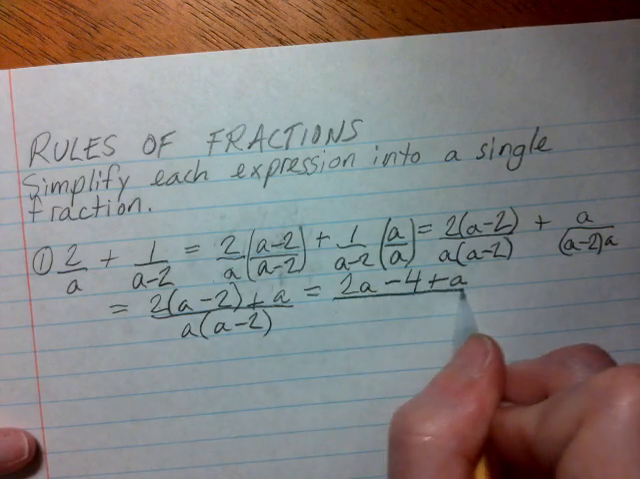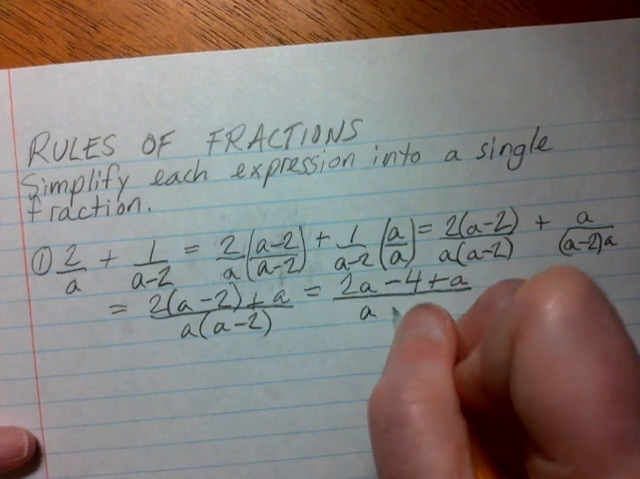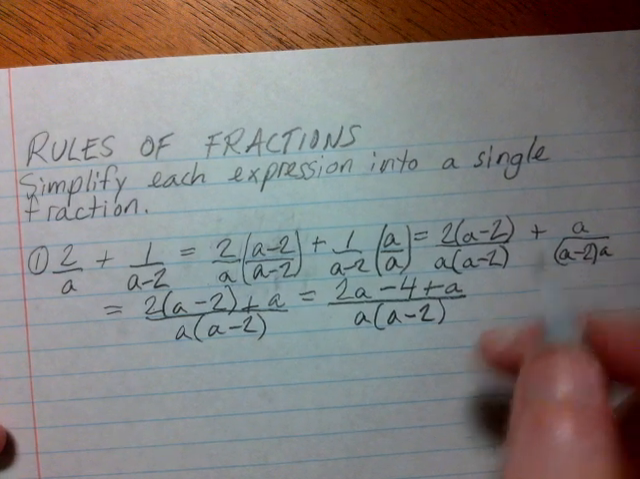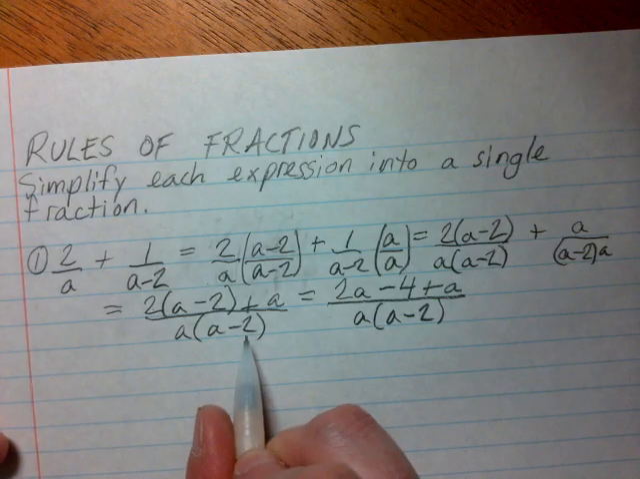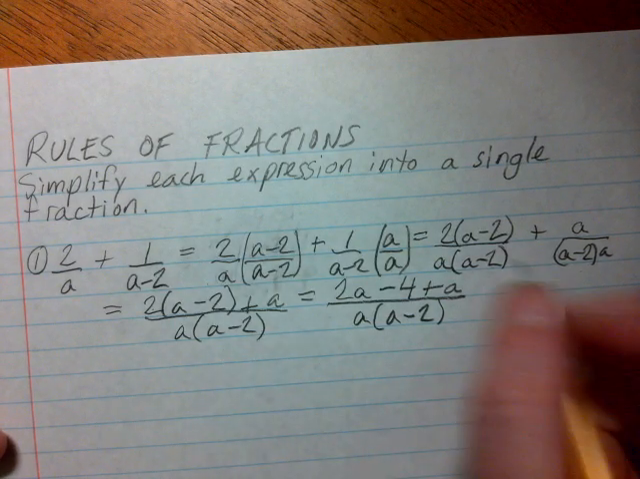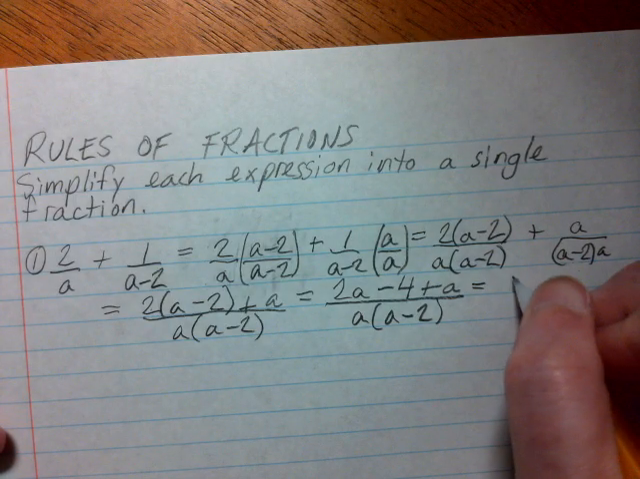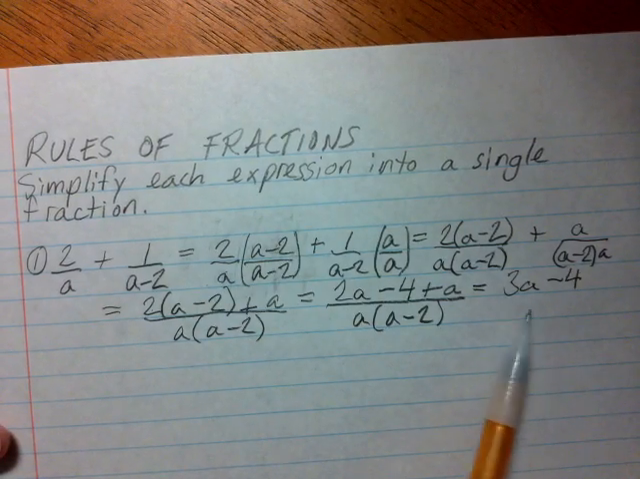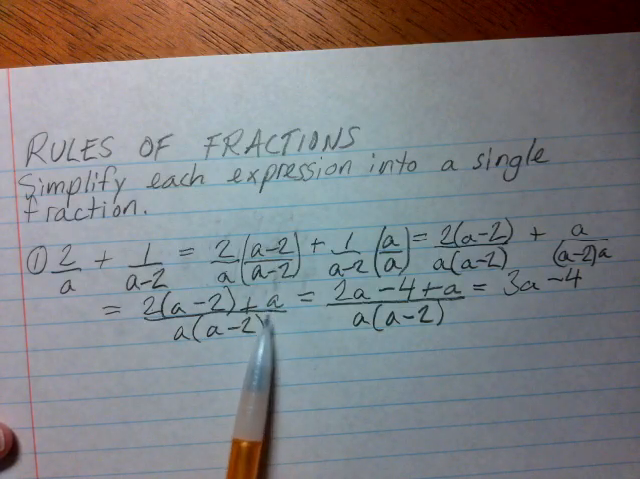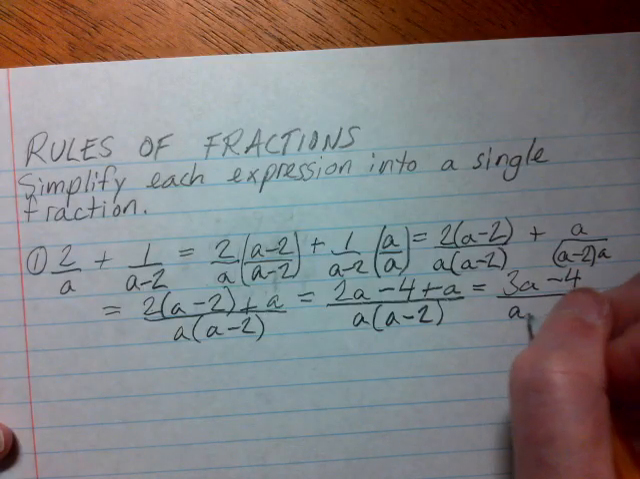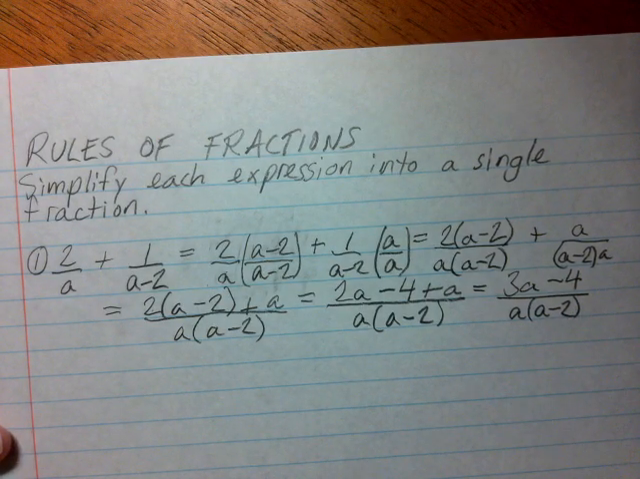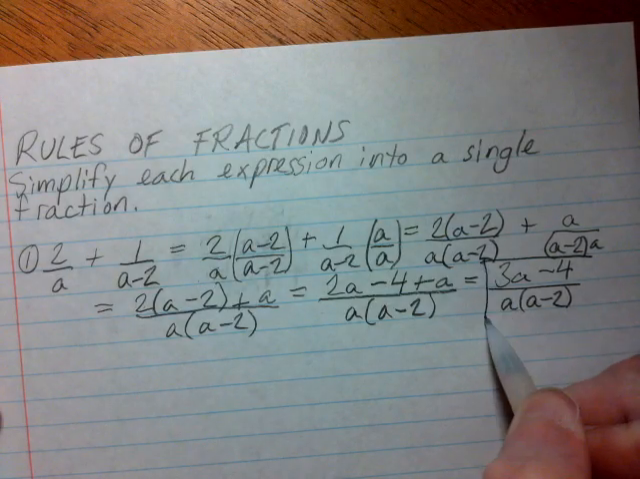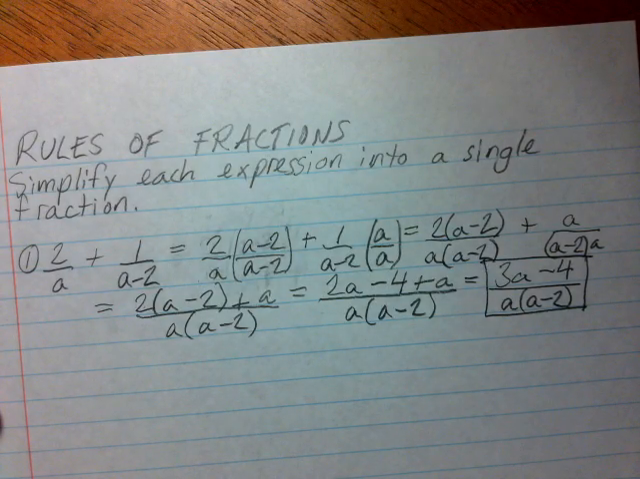On the bottom, however, I would not distribute the a. I don't think it makes it any simpler. Simpler usually means shorter. I don't think the bottom will get shorter if I write it as a squared minus 2a. I don't think it's an improvement. But at least for the top here, I'm ending up with 3a minus 4. I do think this is shorter than the version over here. So that's why I did that. I think this is about as good as it's going to get, so we'll stop here. And I'm putting a box around my final answer.